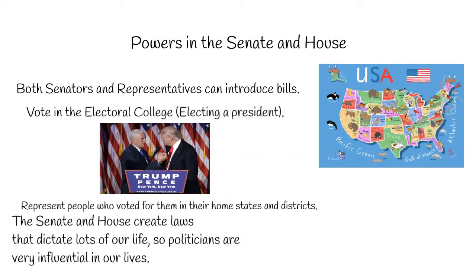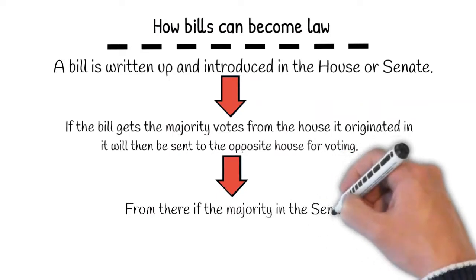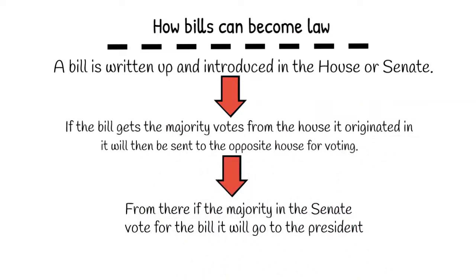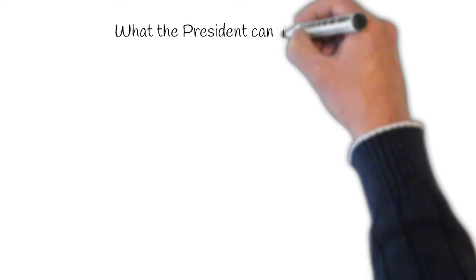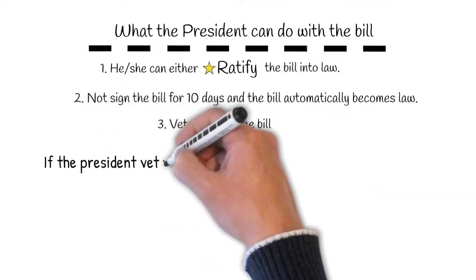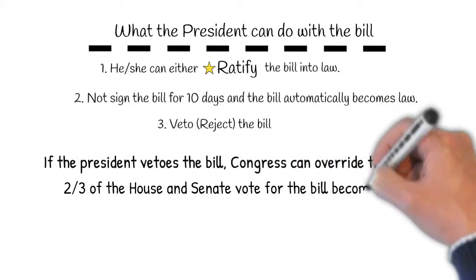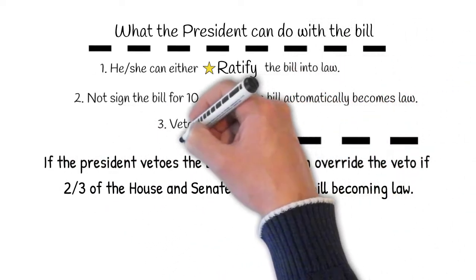Bills are turned into laws starting in the House of Representatives. If the majority in the House vote for the bill, then it is sent to the Senate. If the majority in the Senate votes for the bill, then it is sent to the president. Because of checks and balances, the president can either ratify the bill or veto it. Ratify means to make it an active law, and veto means to kill the bill. Congress can then overrule the veto if 2/3 of the majority agree on the bill, and it automatically becomes a law.